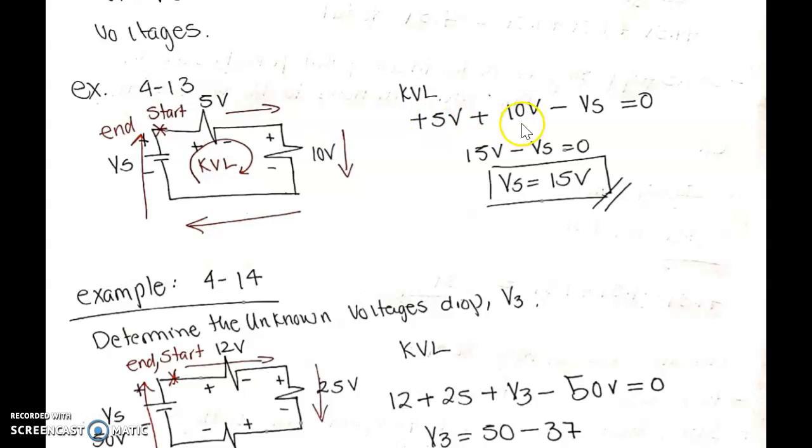So I have 5 plus 10 minus Vs is equal to 0. I solve for V source, which is equal to 15 volts. That's what it means to go across, or do, a KVL loop.